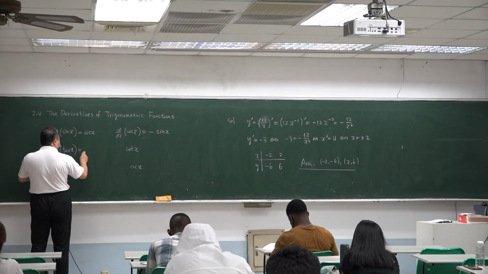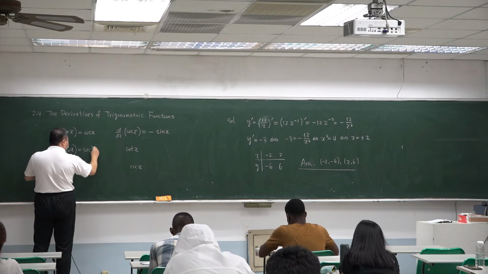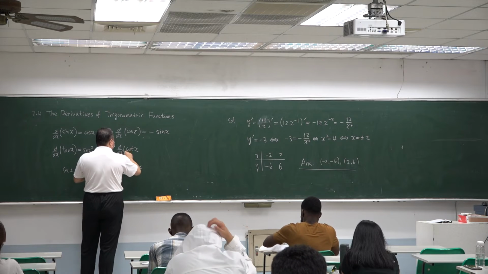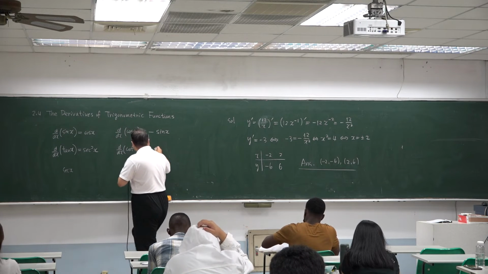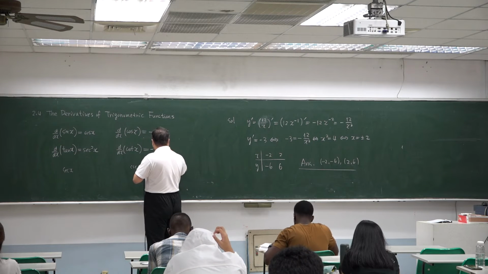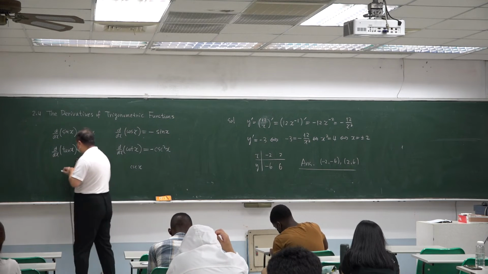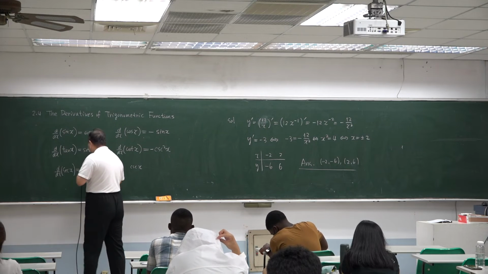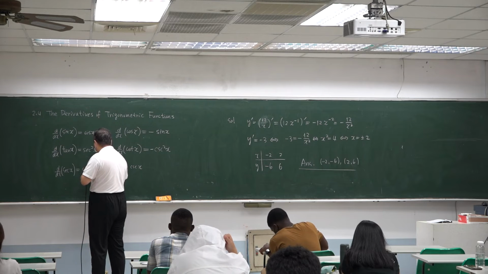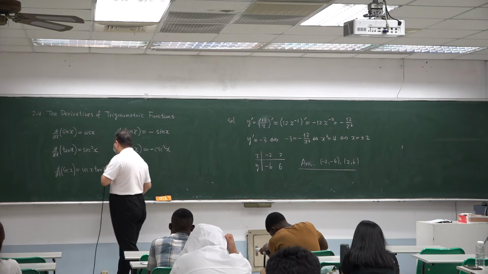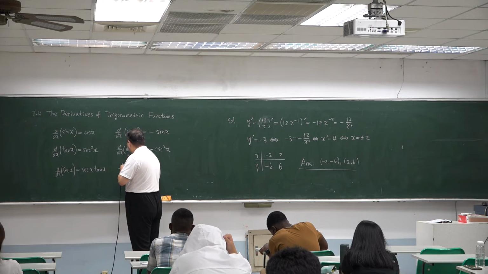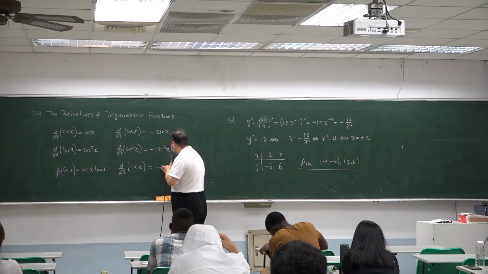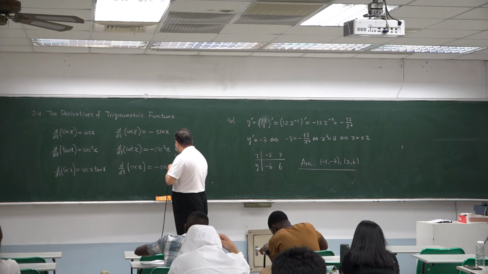The derivative of tangent is secant squared. And the derivative of cotangent is minus cosecant squared. The derivative of secant is secant tangent. Finally, the derivative of cosecant is minus cosecant cotangent.